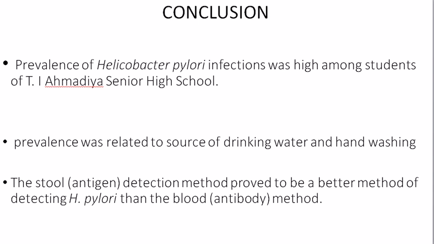So to our conclusion, we can therefore conclude on this that prevalence is really high. Yes, so in our study area, prevalence was high in Media Senior High School. And prevalence has been known to be related to source of drinking water and hand washing. Yes, so people should practice proper hand washing procedures. Proper hand washing procedures should be taught in schools. And the stool antigen test is also more sensitive than the blood antibody test.